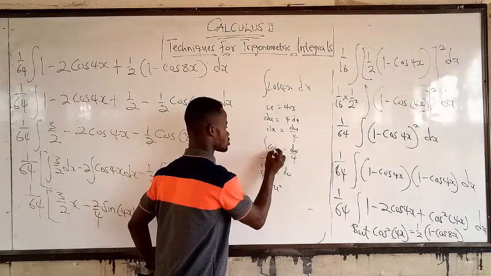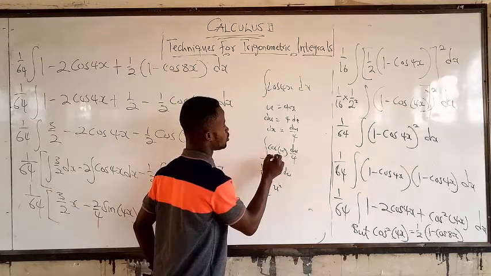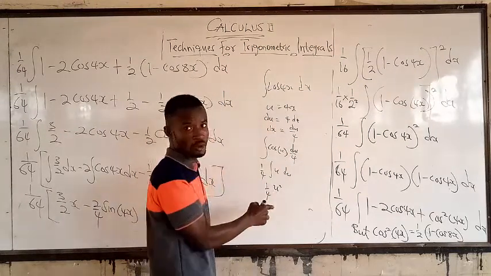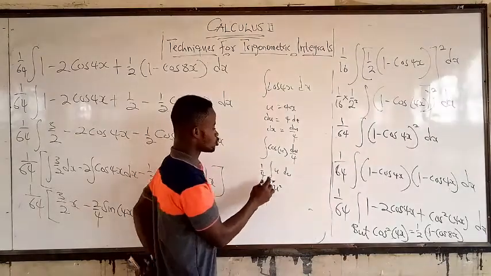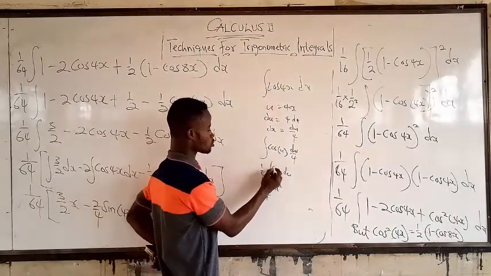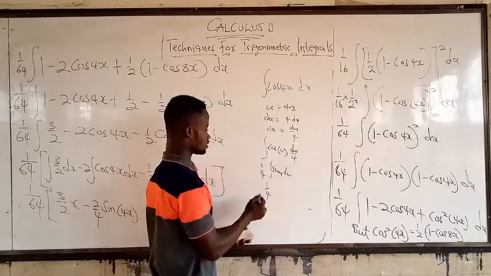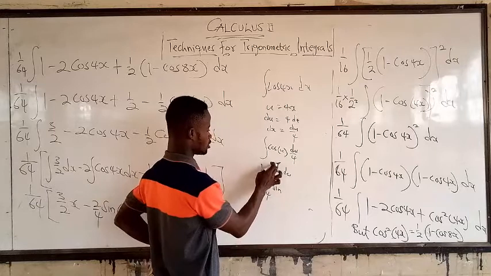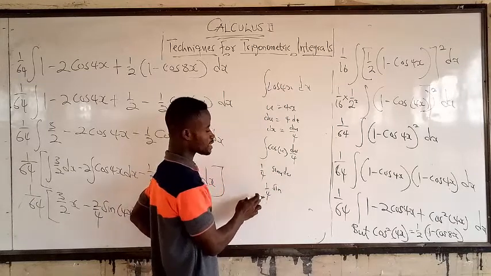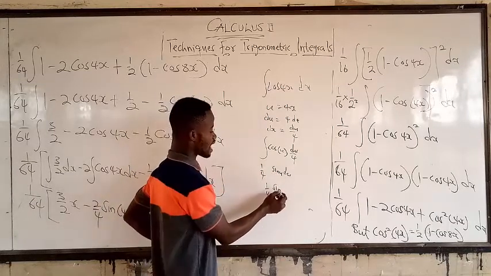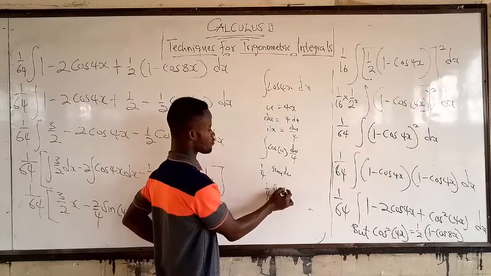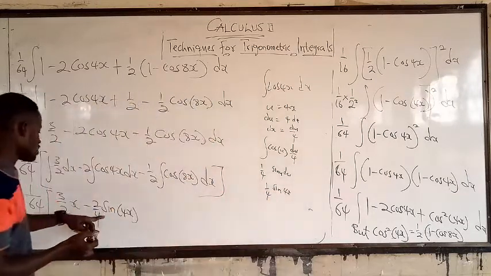Here is cos u, because the inside is the u. Very good. So now, when we integrate cos, we get sin u. We get 1 over 4 sin u, and the u is 4x. So that's exactly what we get here.